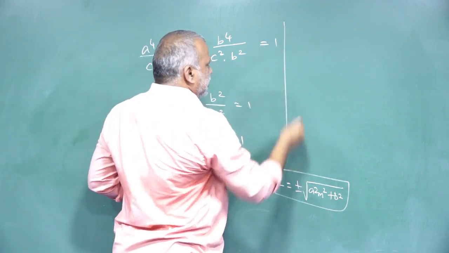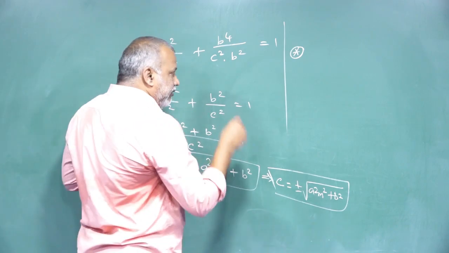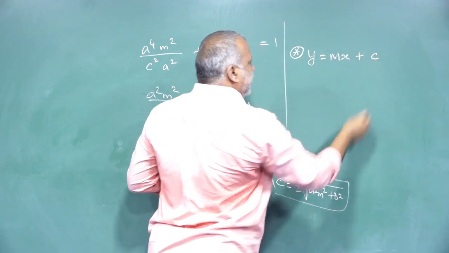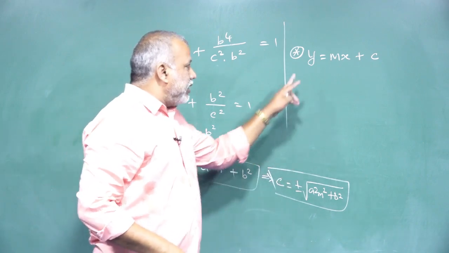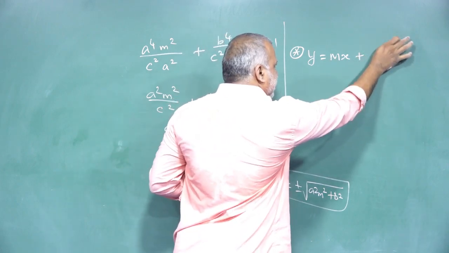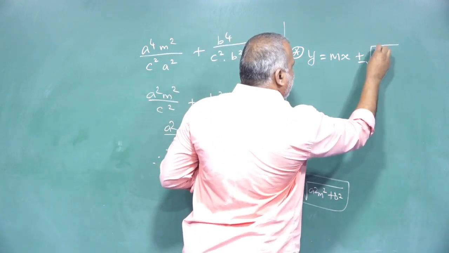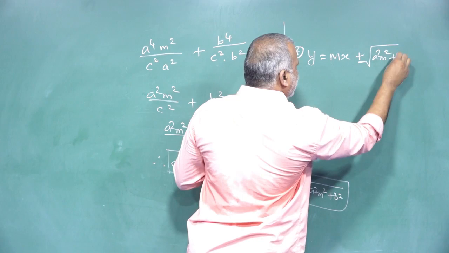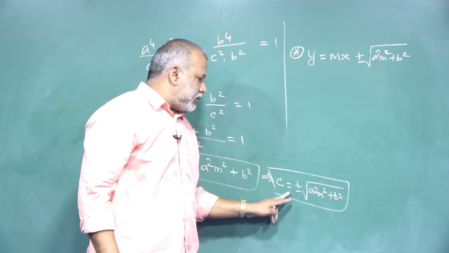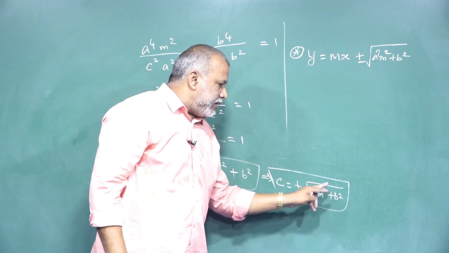Then what is the second one? This is the first condition, c squared equal to a squared m squared plus b squared. From this, we can say y equal to mx, initially plus c. That is the condition we just did. Hereafter, instead of this c in y equal to mx plus c, what is the value we have? Y equal to mx plus or minus square root of a squared m squared plus b squared is also the equation of the tangent. So instead of c, I am substituting the value c equal to plus or minus square root of a squared m squared plus b squared.